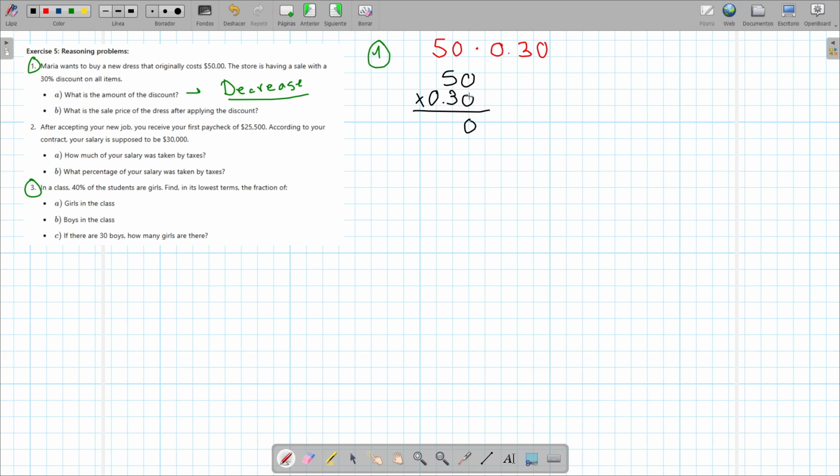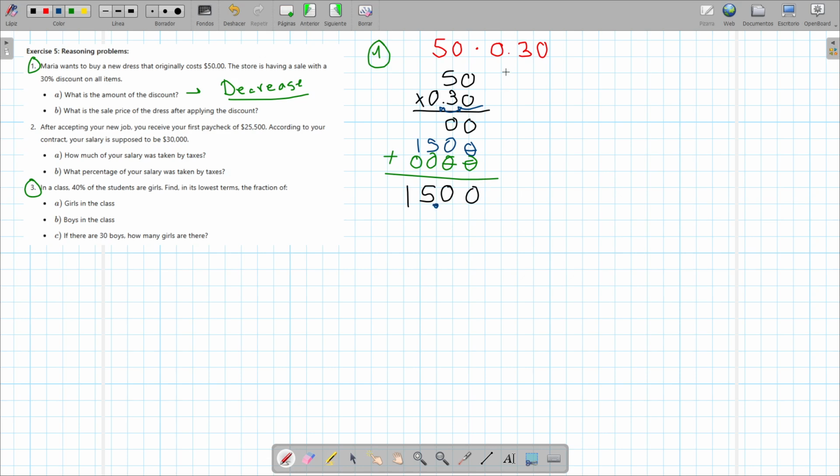0 times 0, 0, 0 times 5, 0, well, we don't have more. The invisible 0, 3 times 0, 0, 3 times 5, 15. The invisible 0, don't forget, now we have 2. 0 times 0, 0, 0 times 0, 0. What is going to be the result? 0, 0, 5, 1. And don't forget, we have 1 and 2 decimal places.